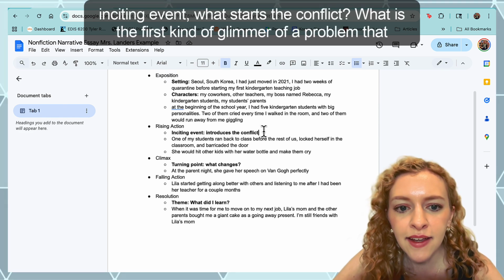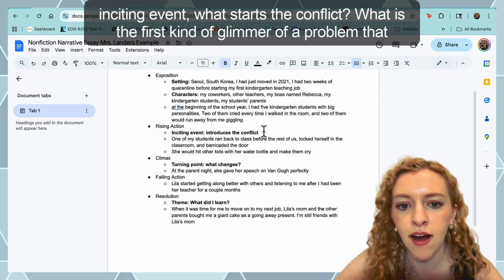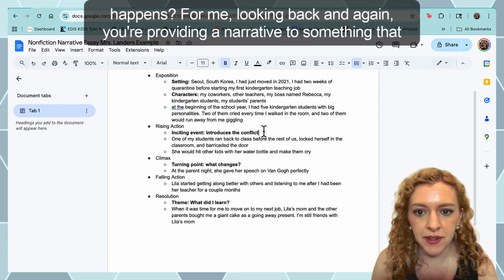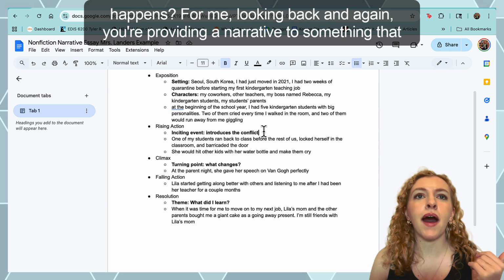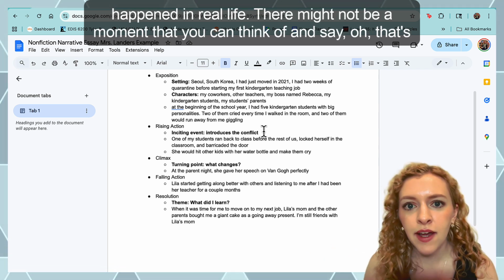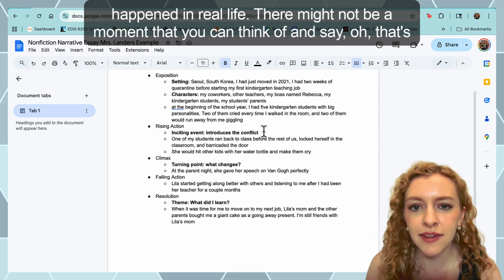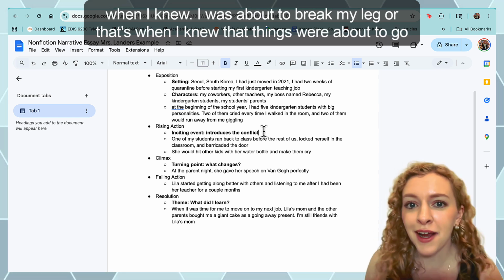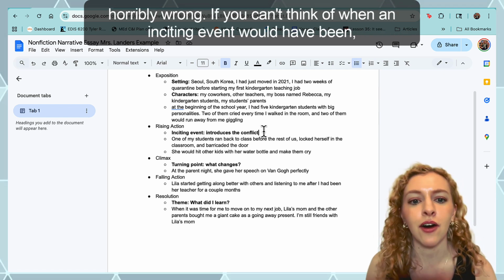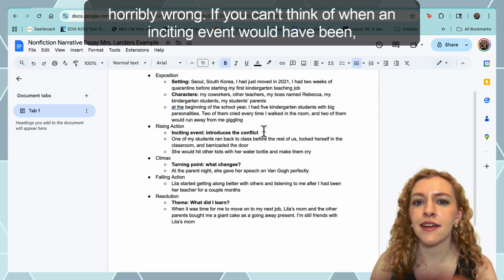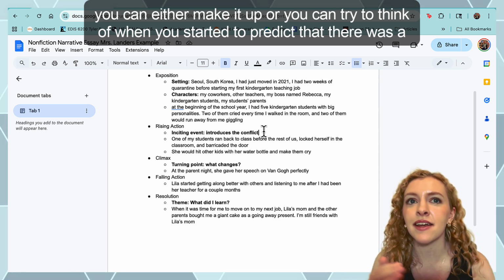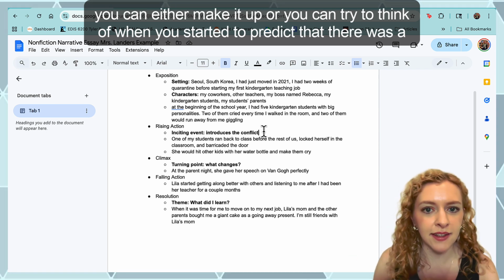So inciting event, what starts the conflict? What is the first kind of glimmer of a problem that happens? For me, looking back, and again, you're providing a narrative to something that happened in real life. There might not be a moment that you can think of and say, oh, that's when I knew I was about to break my leg, or that's when I knew that things were about to go horribly wrong. If you can't think of when an inciting event would have been, you can either make it up or you can try to think of when you started to predict that there was a problem.